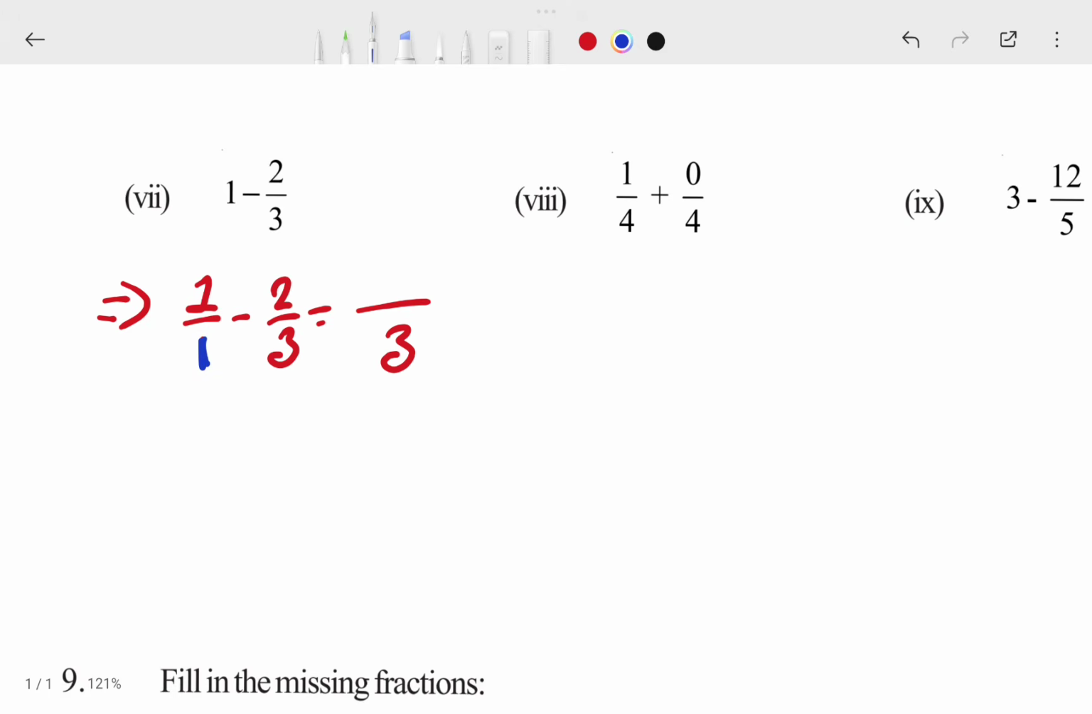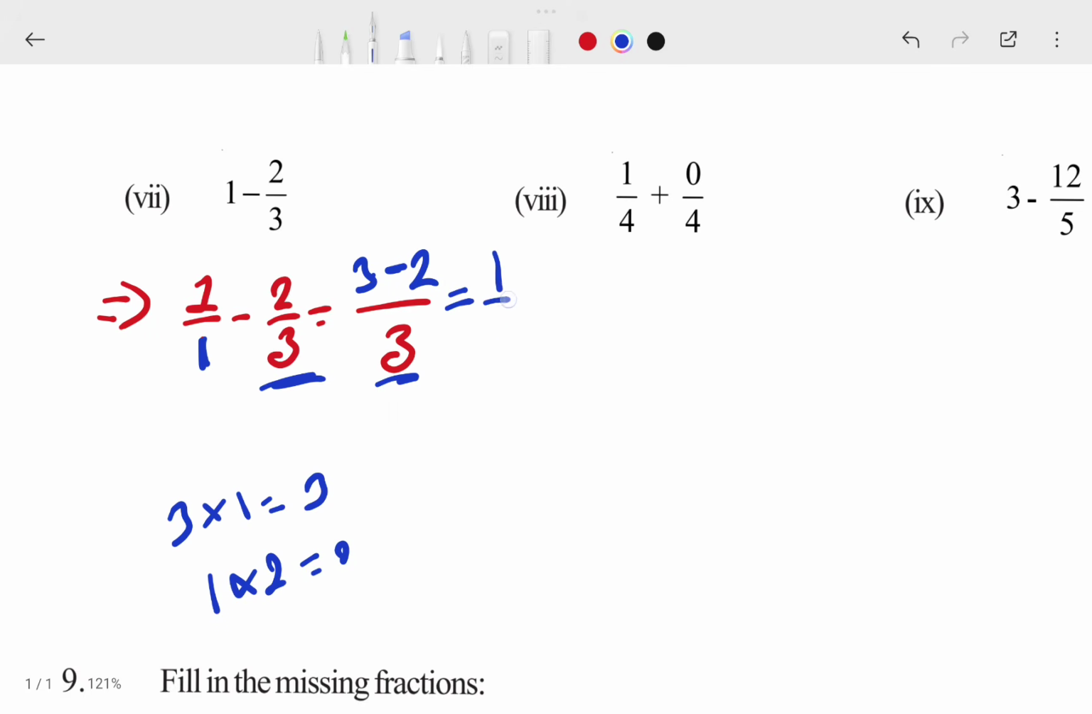In the one table, 3 is how many times? 3 times only. So 3 into 1, that's going to be 3. The answer is 3. This is minus. In the 3 table, 3 is how many times? 1 time. So 1 into 2, that's going to be 2. So if you subtract 3 minus 2, the answer is 1 by 3.